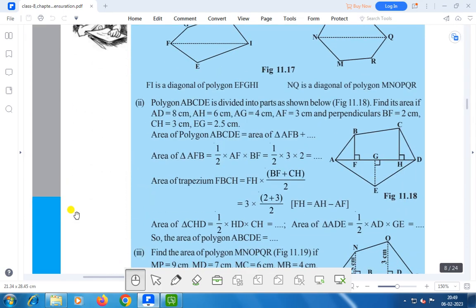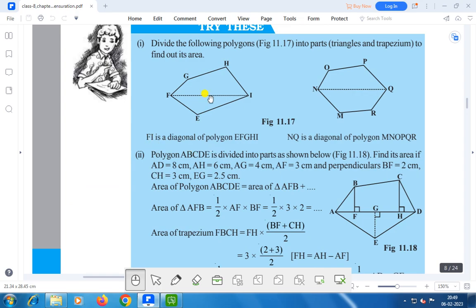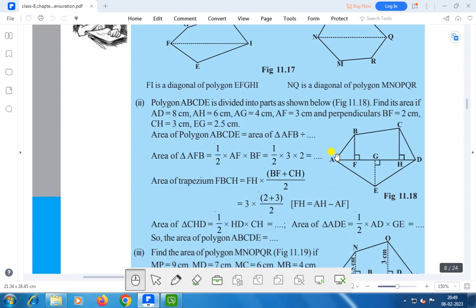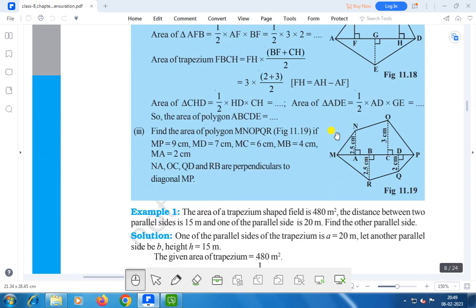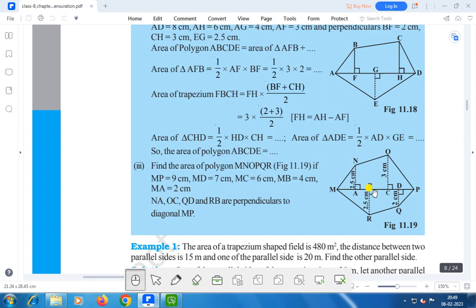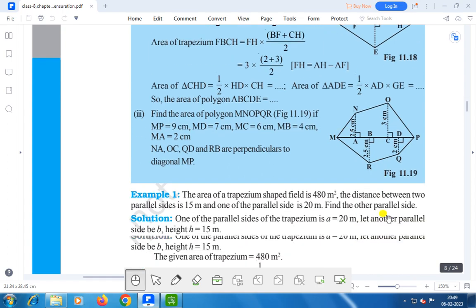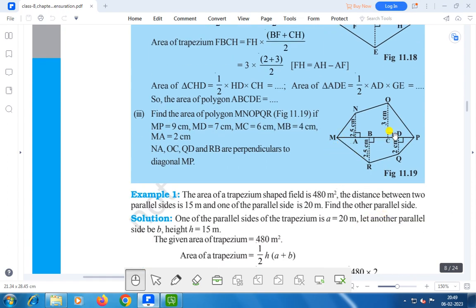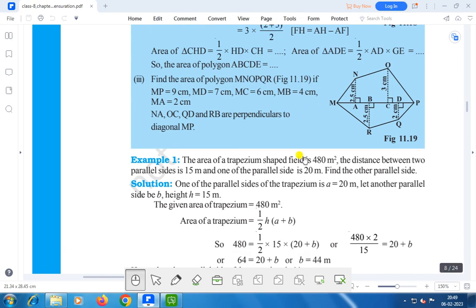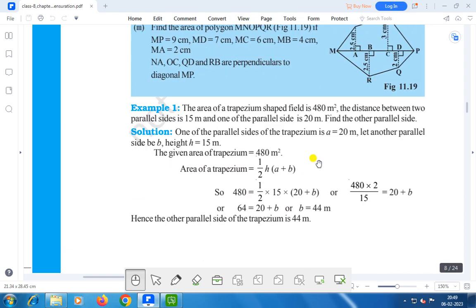In this way, you can find various areas. Here you see there are 3 triangles and 1 trapezium. We find the area of each and add them, and we will get the area of this figure. In the same way, this figure can also be found. You divide this into various geometrical figures and add the area of each, and you will get the area of this figure also, right?